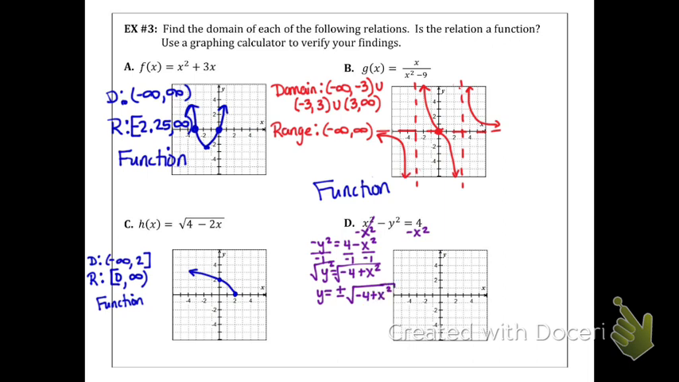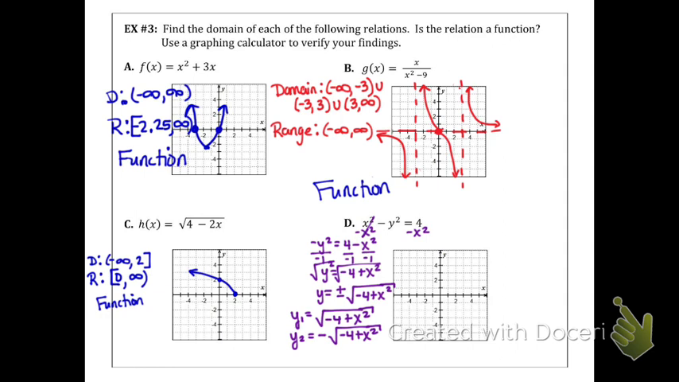Now, if I want to put that in my calculator, I don't have a plus or minus button, which means that I'm going to have to use y1 and y2. So in y1, we would put either the positive or the negative square root. So I'm just going to put the positive one: the square root of negative 4 plus x squared. And in y2, I would put the negative square root: the negative square root of negative 4 plus x squared. And then I can graph it.